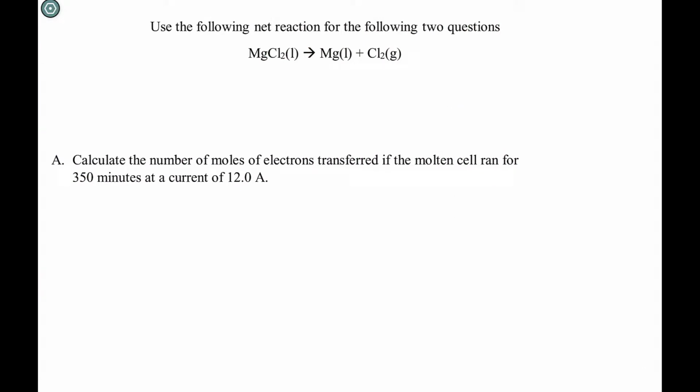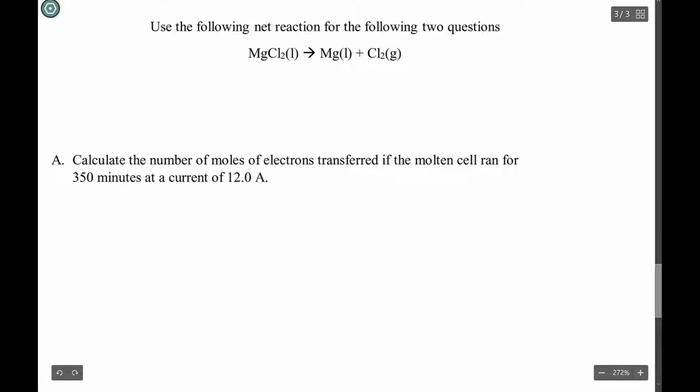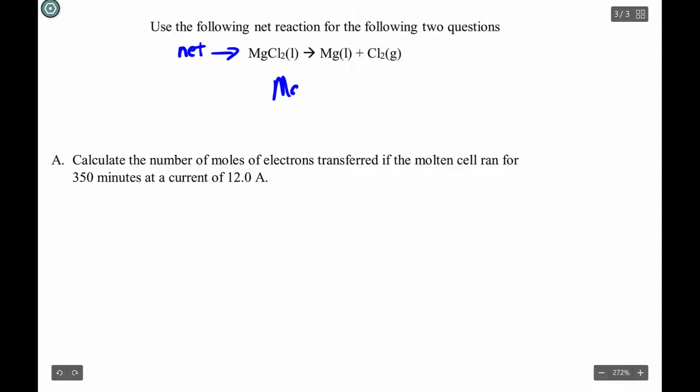So what we're going to do now is we're going to look at a similar type of molten cell, but this one's going to be magnesium chloride in the goal of producing magnesium and chlorine gas. So before we do the calculations, we should first kind of separate this net reaction into its 2 half reactions. So I have magnesium 2+ liquid turning into magnesium liquid. Now in order to make this work, I would have to balance it out by adding in 2 electrons on this side.